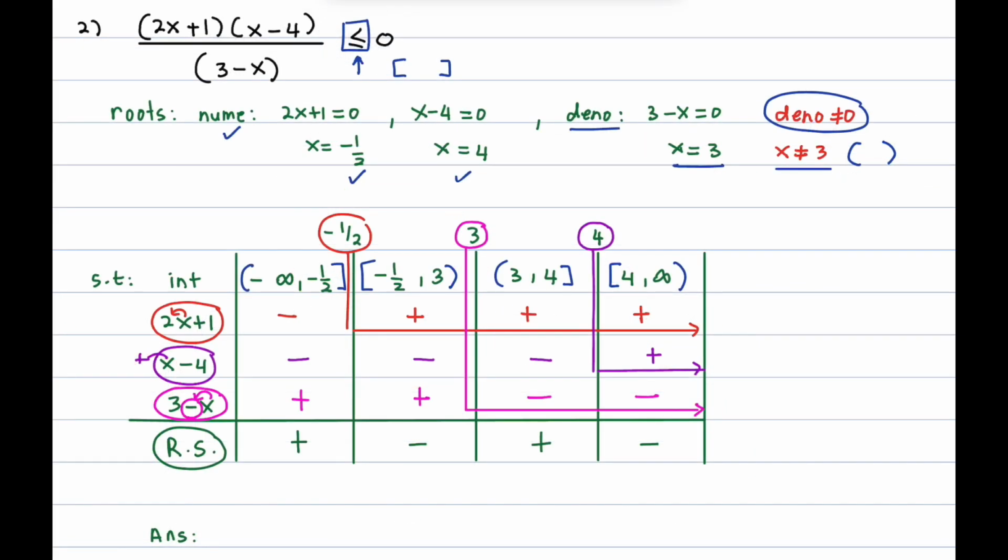Alright, now how do we answer? Because we want the answer to be less than or equal to 0, you have to take the negative parts. For the negative parts, you have 2 answers, which are negative half until 3 and 4 until infinity. So combine them together, you're going to have negative half until 3, which is closed and open, union 4 until infinity. So that will be the final answer.